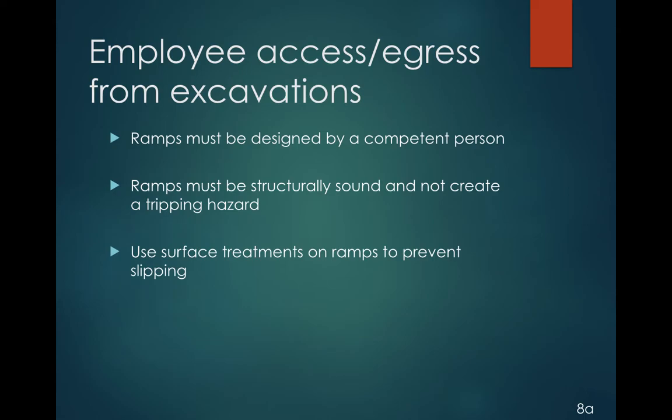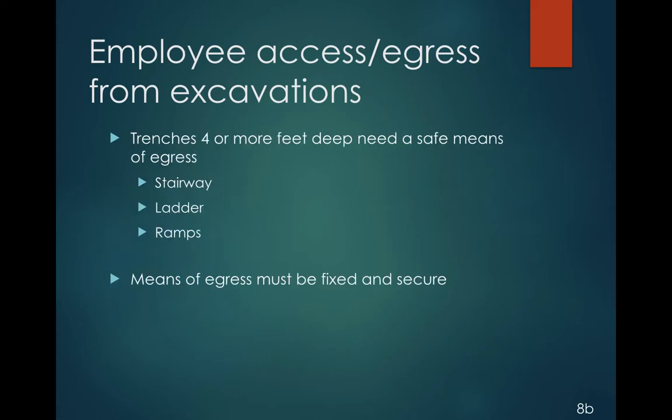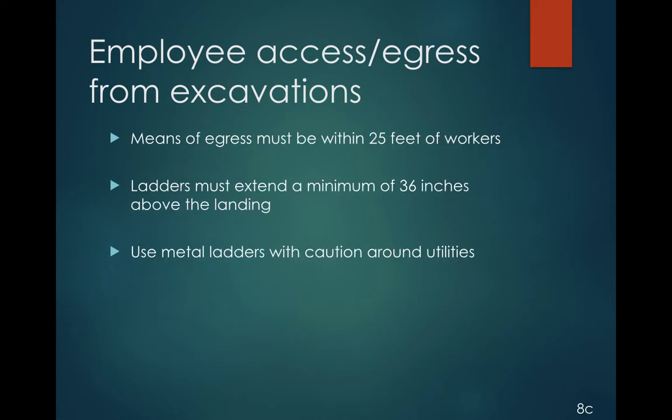Employee access and egress from excavation: ramps must be designed by a competent person. Ramps must be structurally sound and not create a tripping hazard, and use surface treatments on ramps to prevent slipping. Trenches 4 feet or more deep need a safe means of egress, and these are stairways, ladders, and ramps. Means of egress must be fixed and secure. Means of egress must be within 25 feet of the workers, and ladders must extend a minimum of 36 inches above the landing. Use metal ladders with caution around utilities.